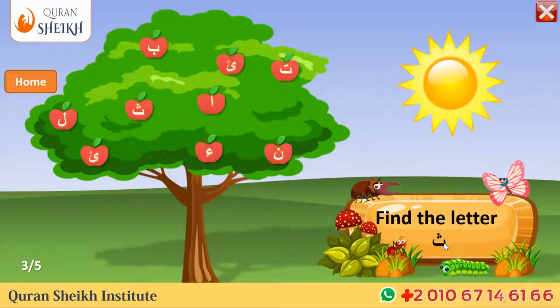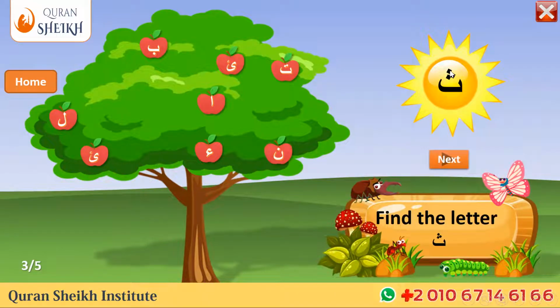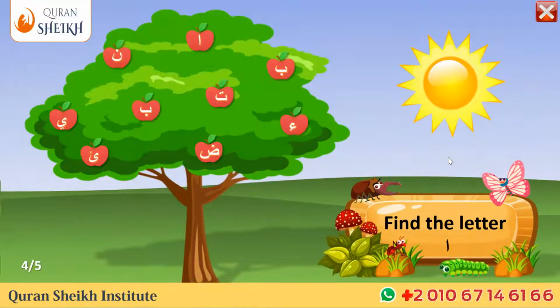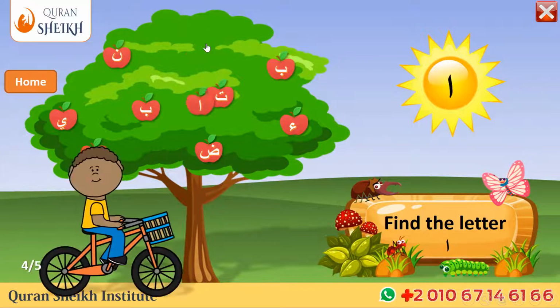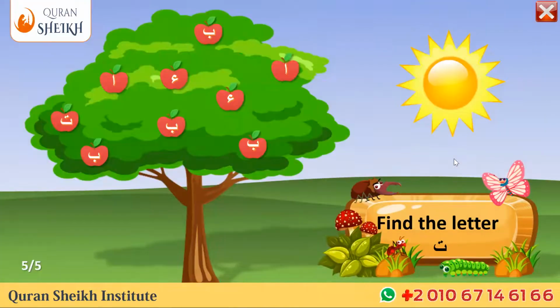Okay, next. Oh, we have three dots on the top. Three. This is Tha. Is that one? No, it has two dots here. Yes, great. This is Tha. Tha has three dots in the top. Okay. Oh, this is like number one. So easy. Alif. Great. MashaAllah. This is Alif.